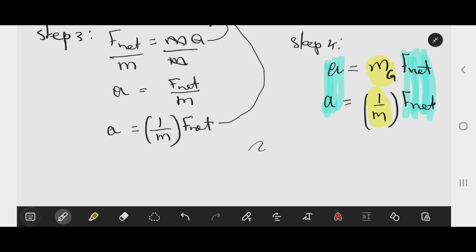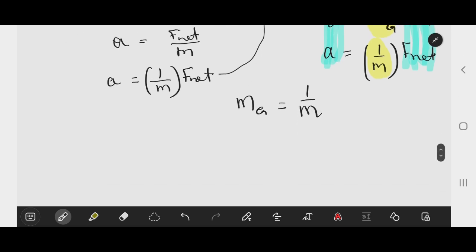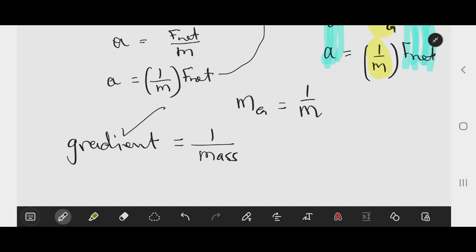So from our graphical analysis, we can see that the gradient is equal to 1 over mass of the object. So if I can write this in words, it says the gradient of that graph is equal to 1 over mass of the object. So how can we obtain the mass of the object from this graphical analysis? It means we have to find our gradient first, and then after calculating the gradient, we say that gradient is equal to 1 over mass, then we solve for our mass, right?